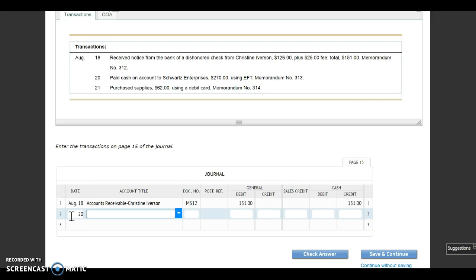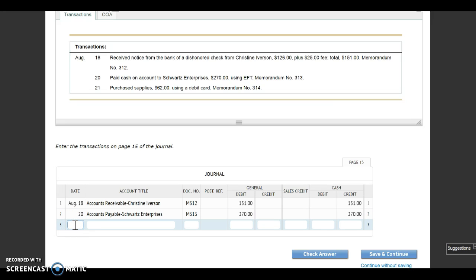So now I need to know what I'm going to debit. It says paid cash on account, so when I'm paying cash on account, that should give us a hint that that's going to be accounts payable. So I'm going to put accounts payable, specifically Schwartz Enterprises. Okay, we're going to use memorandum 313. And I'm going to debit that account. So I'm going to debit it for $270, and I'm going to credit cash for $270. I have a debit and a credit that equal, so I'm going to move on to my next one.